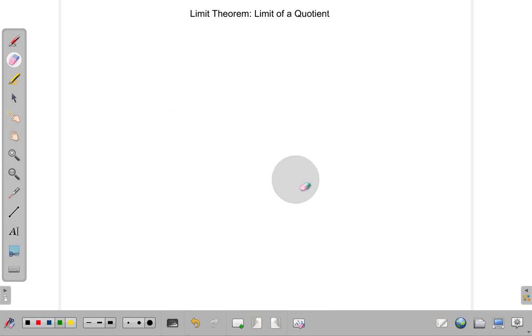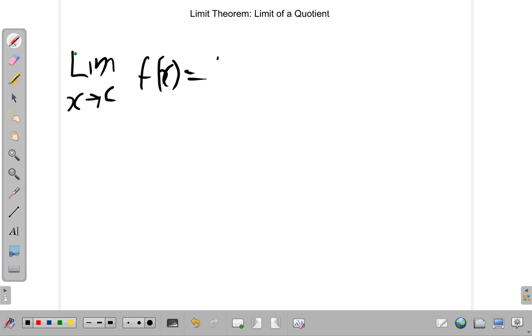This other limit theorem has some similarity with the limit theorem dealing with rational functions, because a quotient is a division, all right? In this case, you have two different functions, one divided by the other. So, suppose you have a function and you have its limit. Say the limit as x tends to a number c of f of x is equal to an answer L.